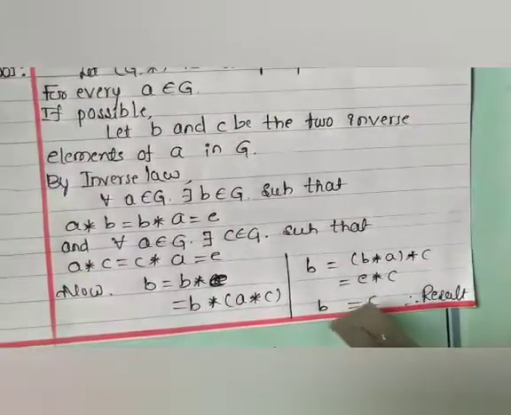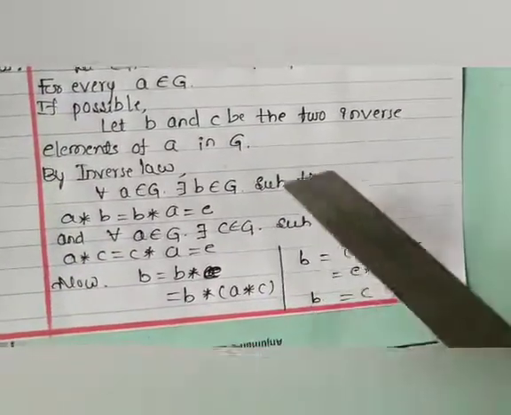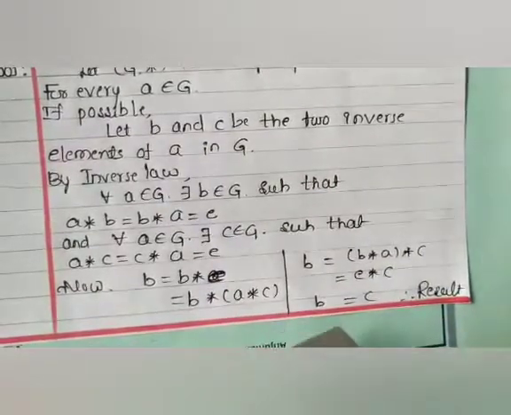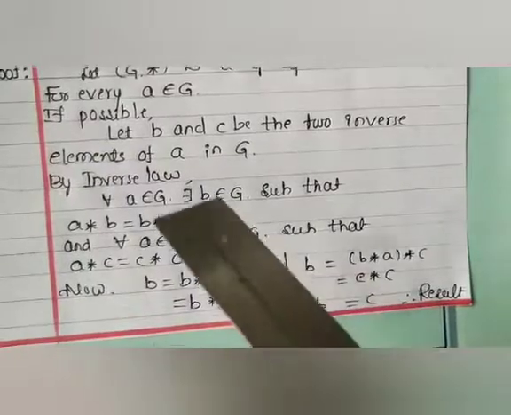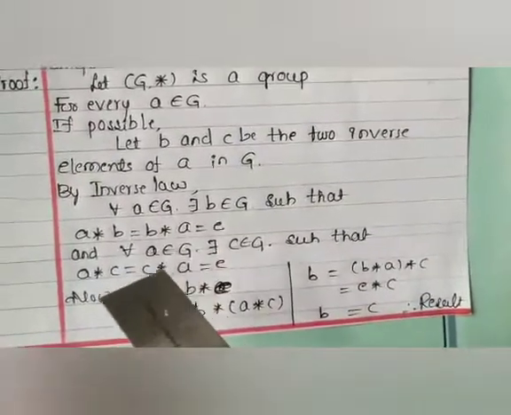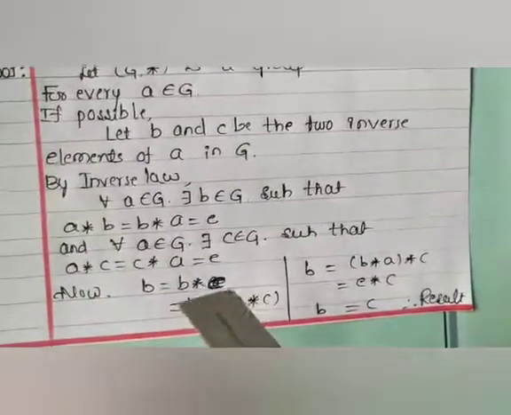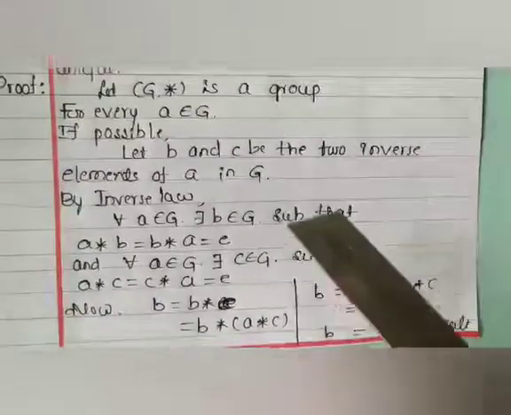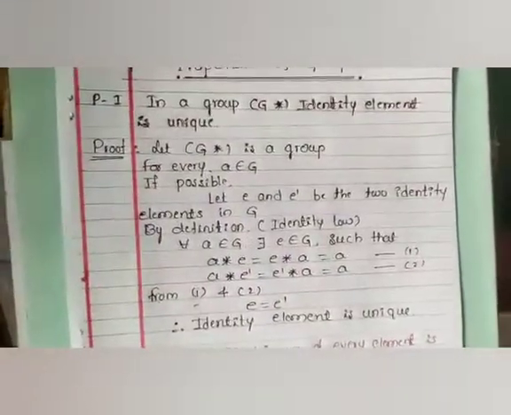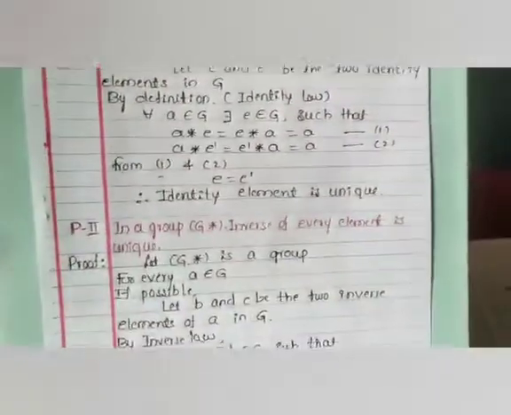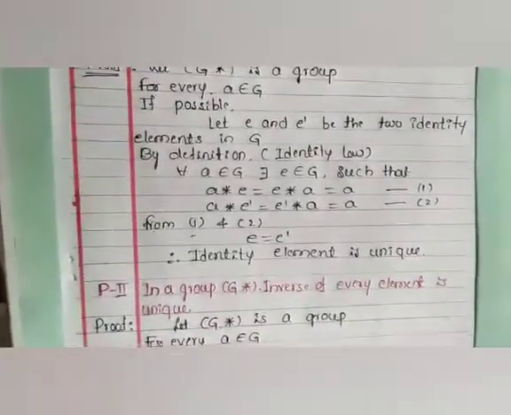That means I took B and C as different inverse elements of A. But by definition, B should be equal to C. That means every element has only one inverse. Suppose I take more than one inverse, they should be equal. It is clear that the inverse of every element is unique. So the two theorems are over. In a group, the identity element is unique. In a group, the inverse of every element is unique.